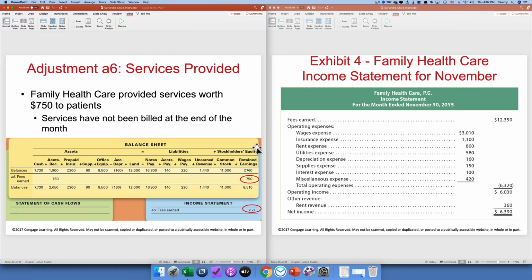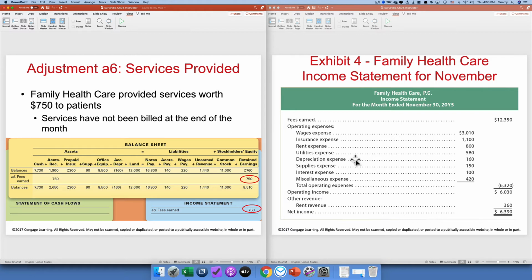And then the last thing is that we had $750 worth of fees that haven't even been billed yet, but that we do have to recognize, bringing the grand total up here to $12,350. And so that's how you connect what's going on with all of these adjustments and prepayments and whatnot to the income statement.